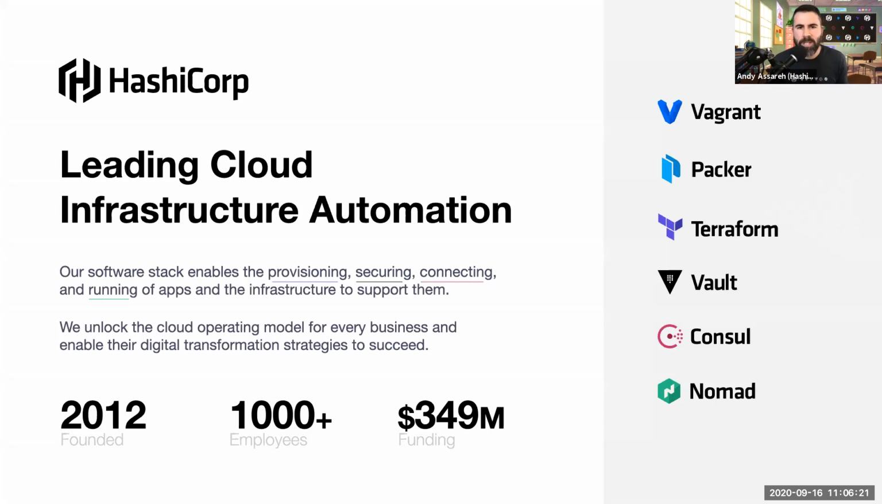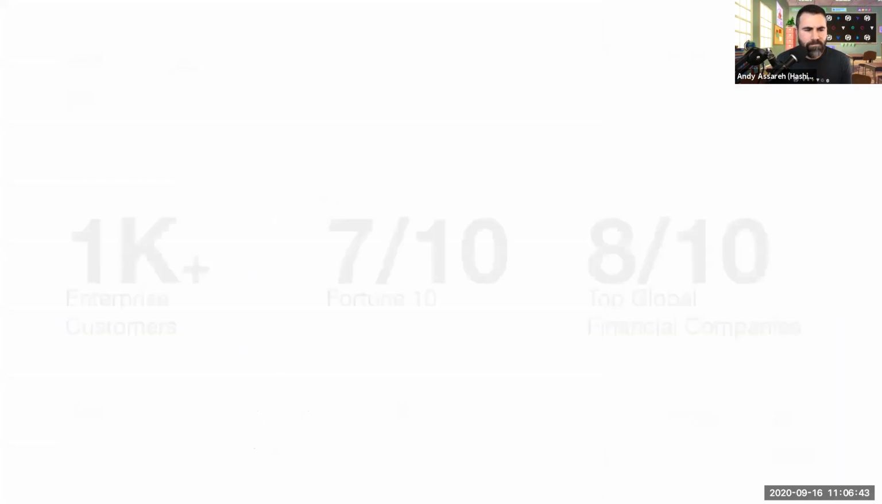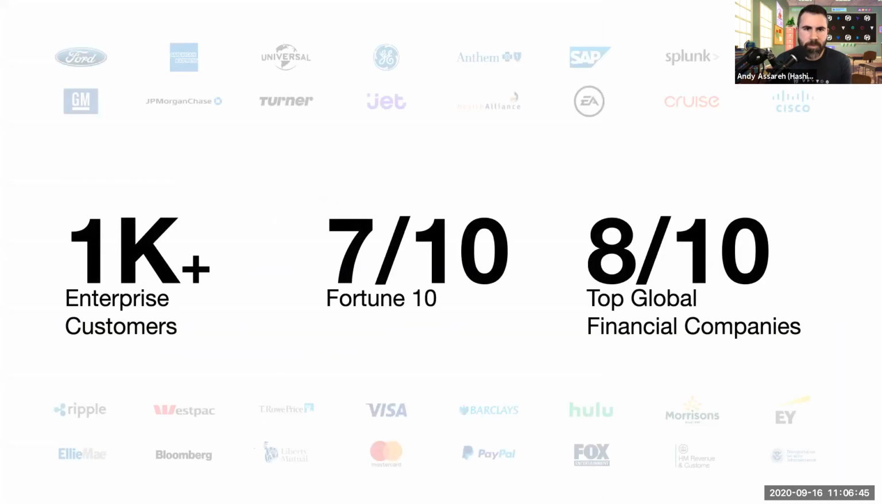And so from that start, we now have an entire suite of products that allow you to build, secure, connect, and run any application on any infrastructure in any cloud. And by leveraging that, we help companies unlock the cloud operating model and enable their digital transformation. So we're just over 1,000 employees globally, and we're still growing. And as you can see, we have over 1,000 enterprise customers today. We're helping 70% of the Fortune 10, 80% of the top 10 global financial companies. We deal with a large percentage of the Global 2000 as well. So really impressive.